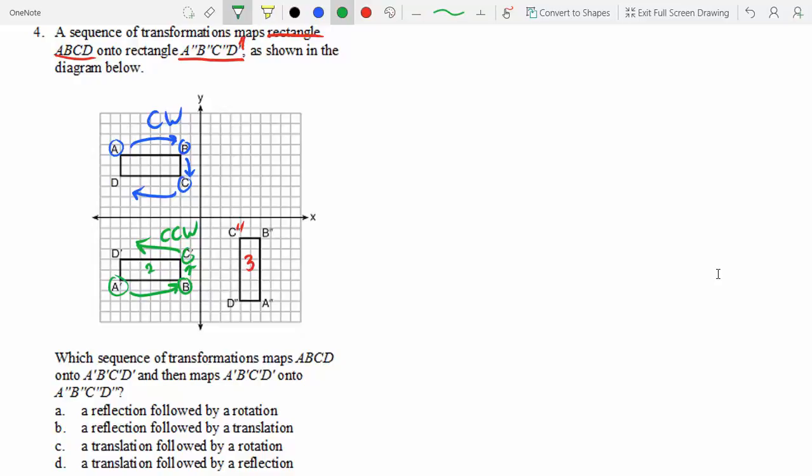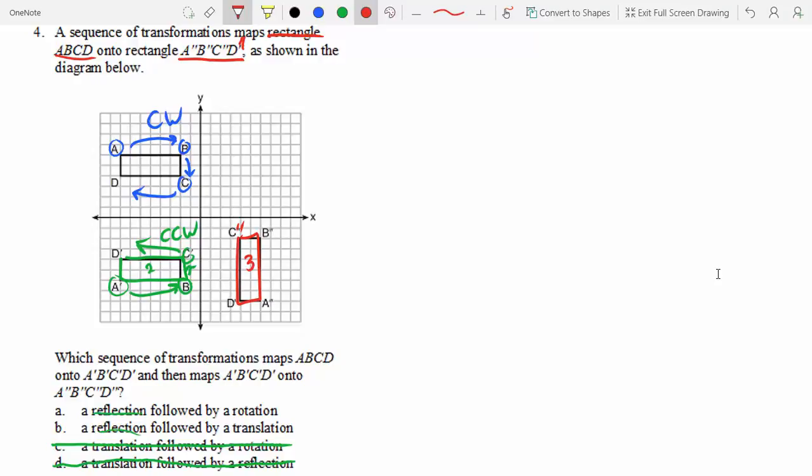So that's how I know answer choice C is wrong, because it's saying it starts with a translation. So I can actually rule out answer choices C and D. And you can see A and B, it's starting with a reflection. And then it's a matter of, well, how did you go from this rectangle to the third rectangle? And instead of trying to answer it, I'm just going to look at the multiple choice.